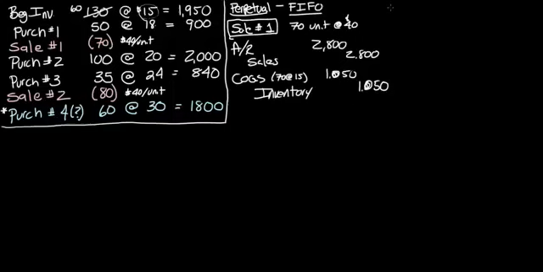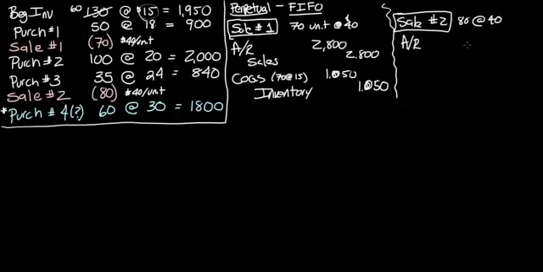Sale number two happens a little while later. We've had some additional purchases of inventory. We're going to sell 80 units at $40 a piece. Again, we record the accounts receivable, and I believe that amount is $3,200, and that will be sales of $3,200. Because it's perpetual, we need to calculate our cost of goods sold and our inventory.